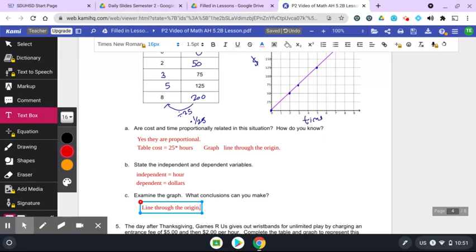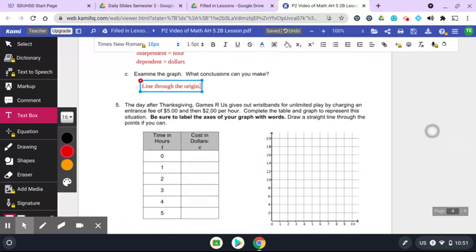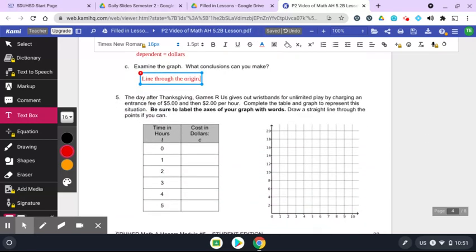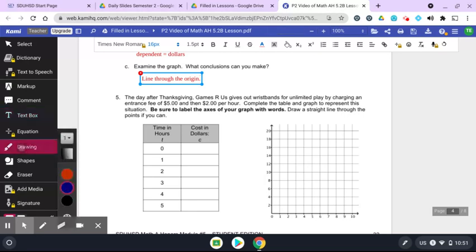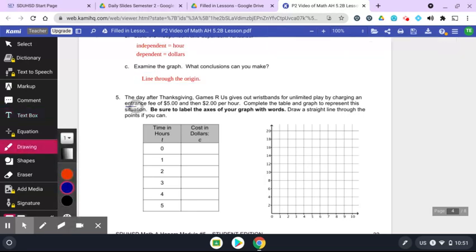All right, number 5. The day after Thanksgiving, Games R Us gives wristbands for unlimited play by charging an entrance fee of $5 and then $2 per hour. Complete the table and graph to represent the situation. Be sure to label your axis. Draw a line through the points if you can. So I know it's not going to be proportional because there's a starting fee. Right there. That tells me it's not proportional.